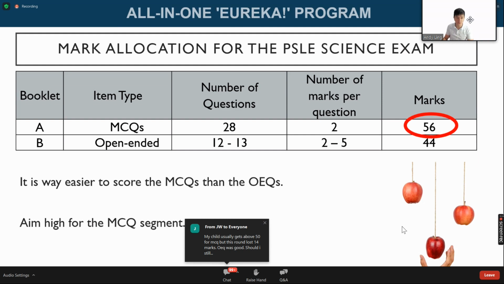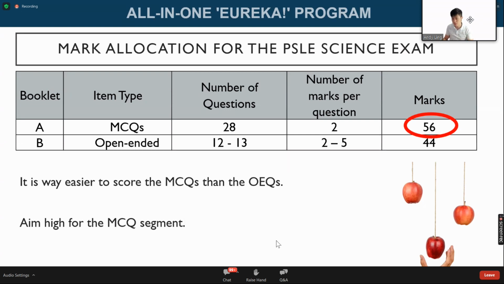So if your child is consistently getting more than 50, you can ignore this advice. You can just focus on OEQ. But for the majority over here, please remember, always aim high for this segment, because it's way easier to score.